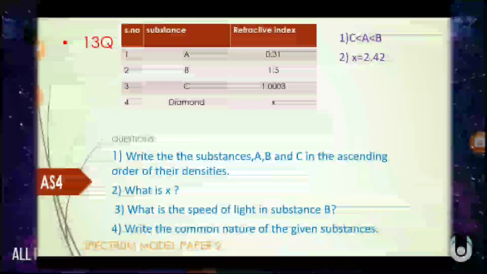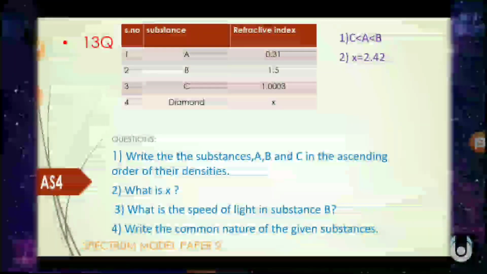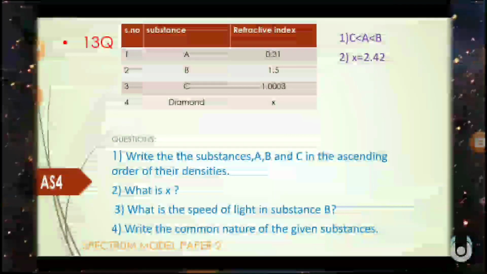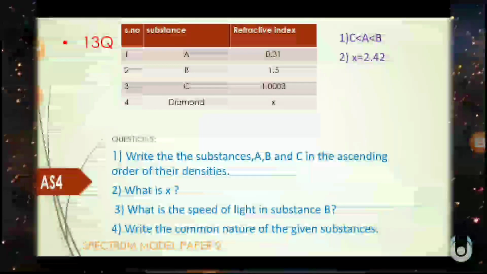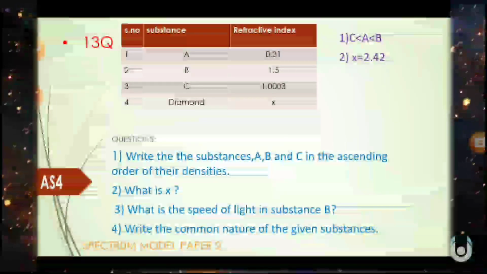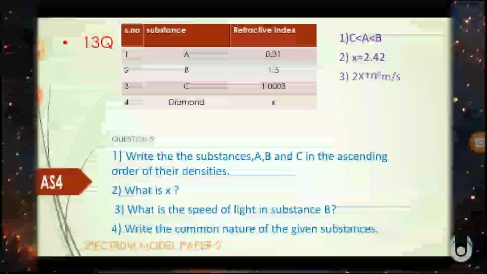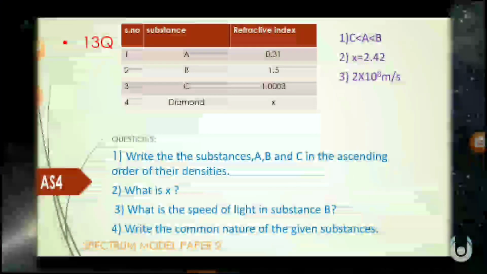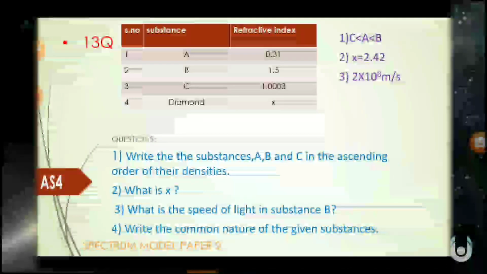What is the speed of light in substance B? The refractive index of substance B is 1.5. Hence, the speed of light is calculated by n is equal to c by v. The v is equal to 2 into 10 to the power of 8 meter per second in substance B.